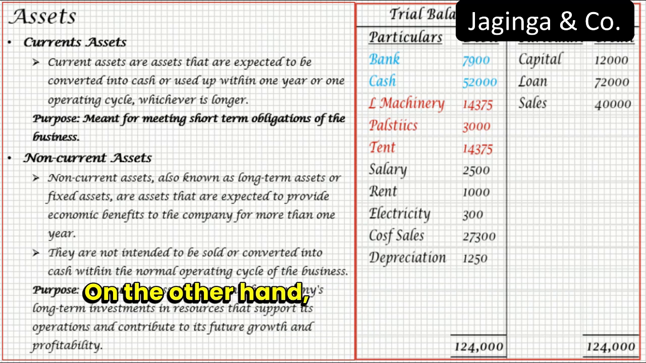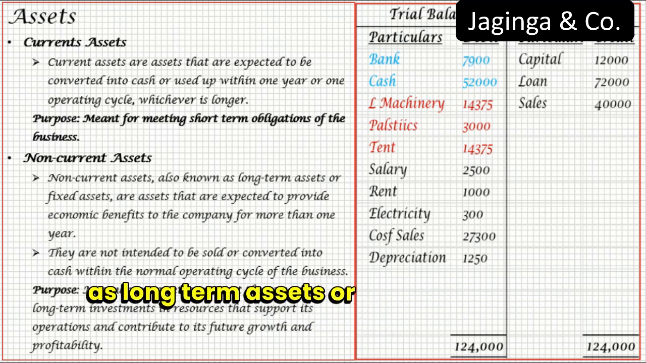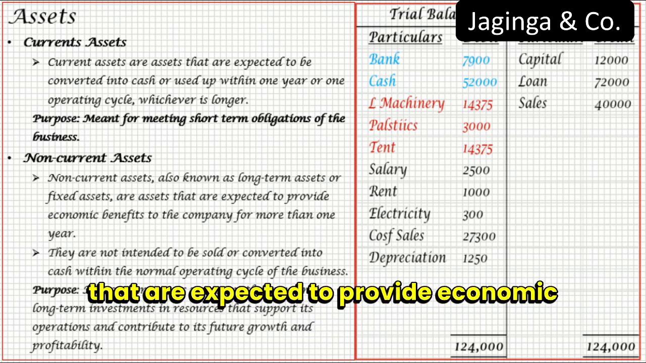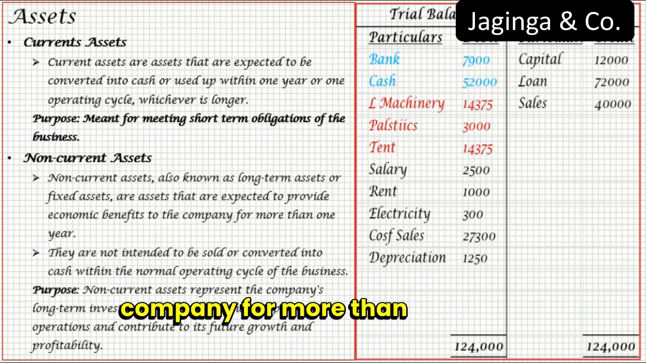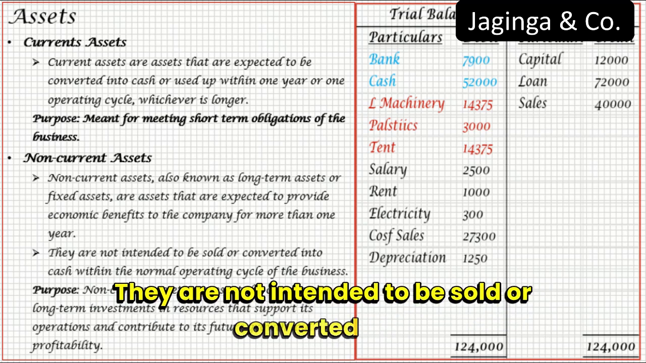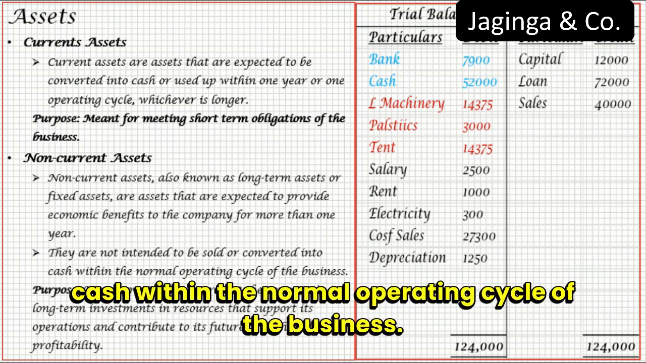In our case, for Magdalene's Lemonade enterprise, we have current assets as cash at bank and cash in hand. On the other hand, non-current assets, also known as long-term assets or fixed assets, are assets that are expected to provide economic benefits to the company for more than 1 year. They are not intended to be sold or converted into cash within the normal operating cycle of the business.